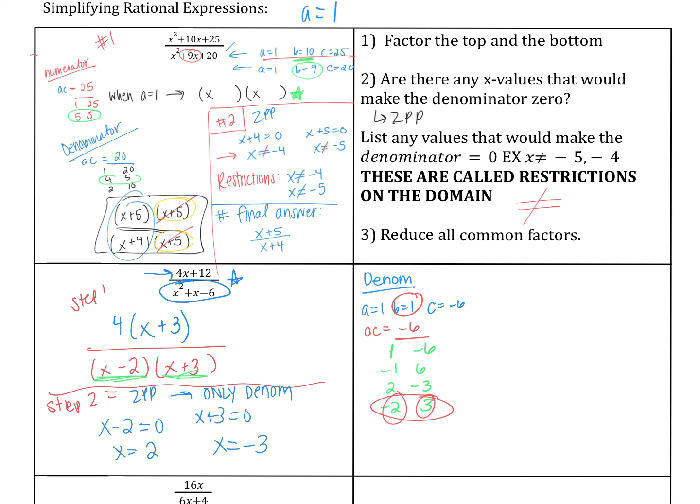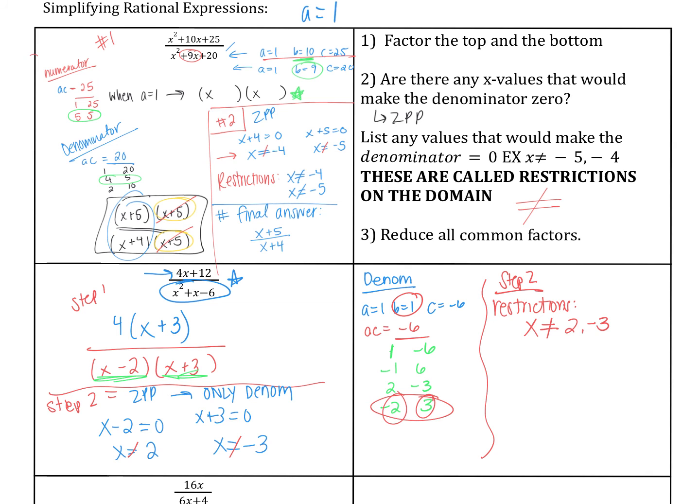But what you can't forget is that we are finding my restrictions. So x can't equal 2, and x can't equal negative 3 because it would make my denominator 0. So that's your restriction. Over here, I'm going to write step 2 again. I'm sorry, I don't have enough room. My restrictions are x cannot equal 2 and negative 3.